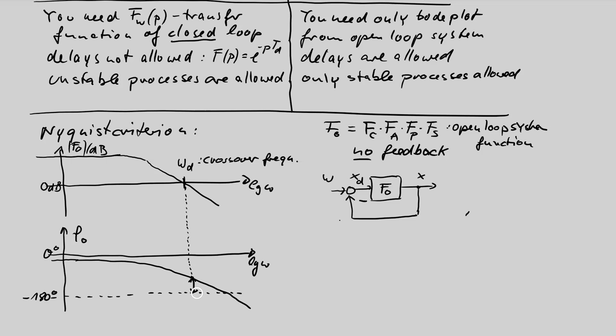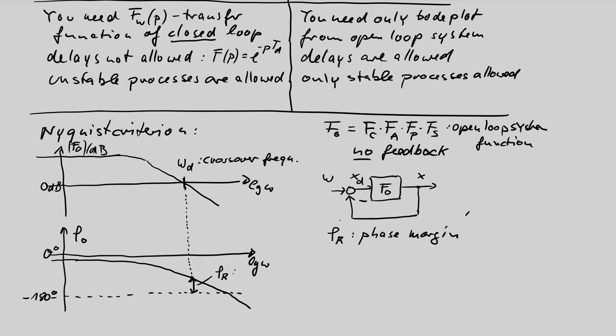So the phase distance has something to do with the distance from instability, and there is a name for this phase. This is the phase margin. Phi r is the phase margin, a word which we have to learn: phase margin. Phase distance could also be used for this value, but phase margin is an international standard expression.